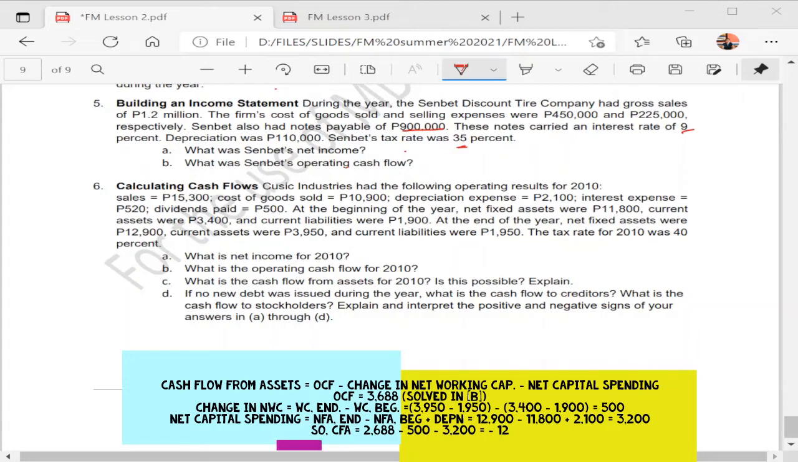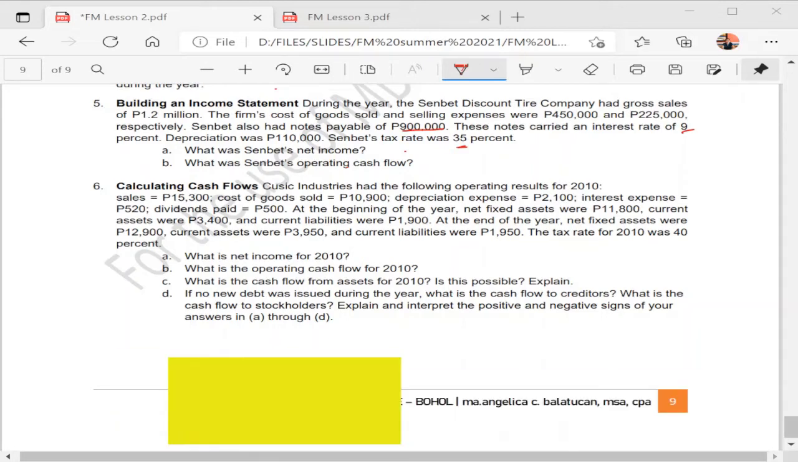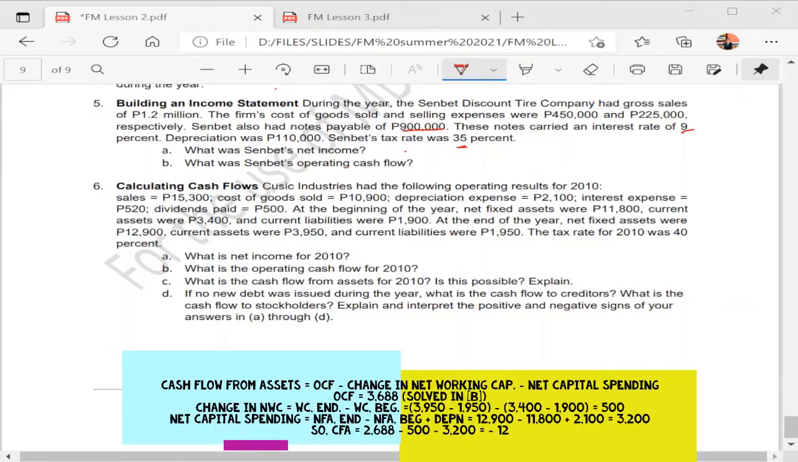So we have for your current assets here at the end of the year, and then deduct the current liabilities at the end of the year. So the current assets are 3,950 minus 1,950. So the net working capital at the end of the year is 2,000.